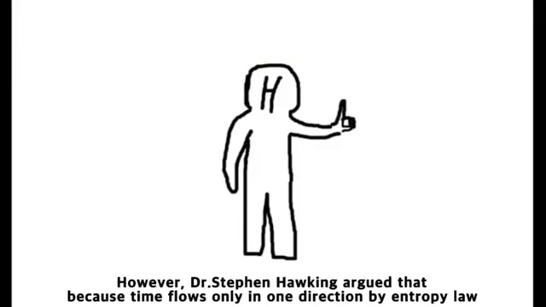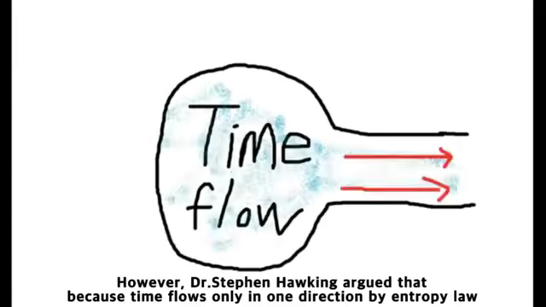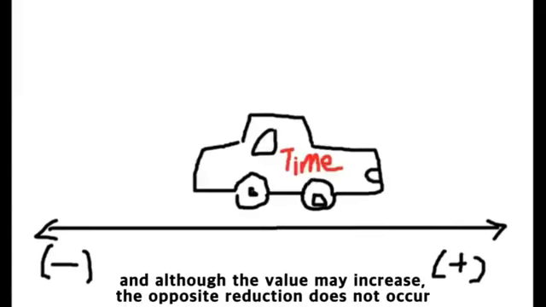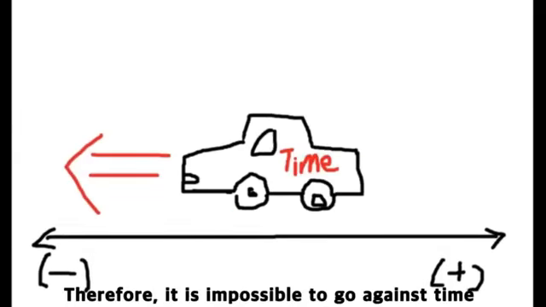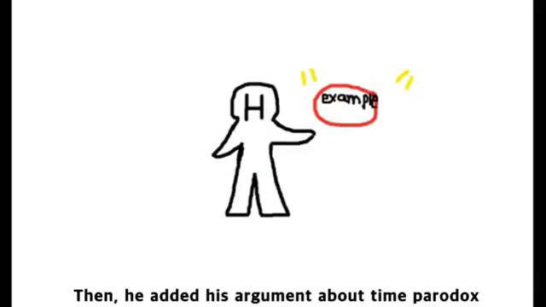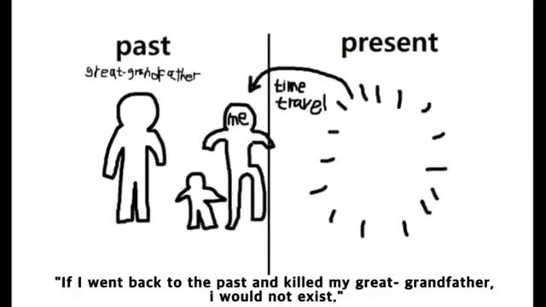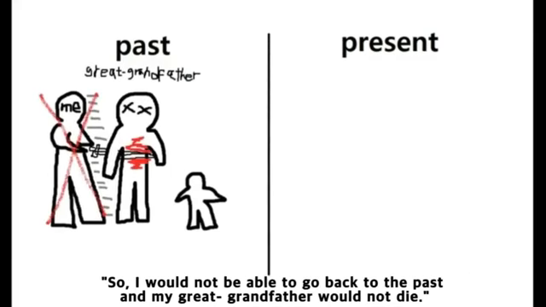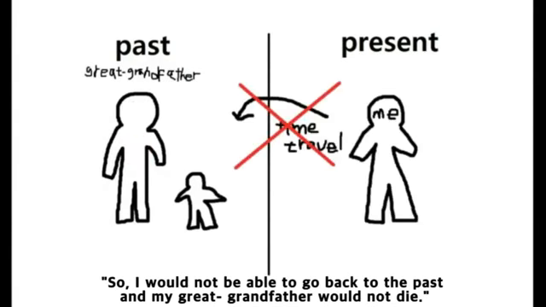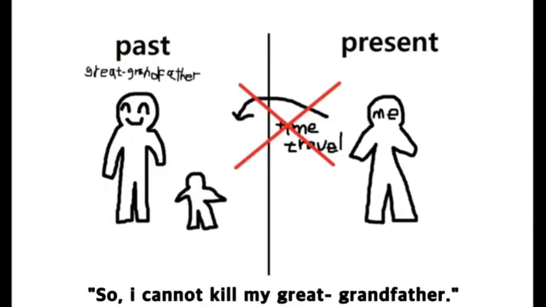However, Stephen Hawking argued that because time flows only in one direction by entropy law, and although the value may increase, the opposite reduction does not occur, and therefore it is impossible to go against time. Then he added his argument about time paradox. If I went back to the past and killed my great-grandfather, I would not exist. So I would not be able to go back to the past, and my great-grandfather would not die. So I cannot kill my great-grandfather.